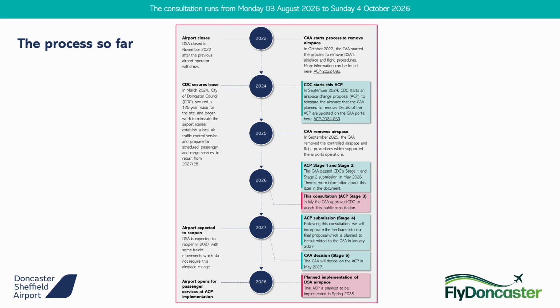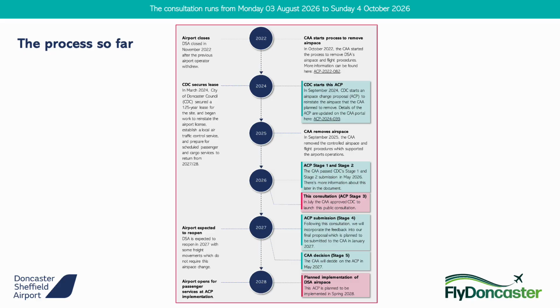We began stage 1 of the CAP 1616 airspace change process just in November 2025, and we've already passed stages 1 and 2 by May 2026, and in July this year the CAA approved us to be able to begin this public consultation. After this consultation, we'll incorporate all your feedback into the final proposal, which is planned to be submitted to the CAA in January next year, so a decision can be made by them by the summer.